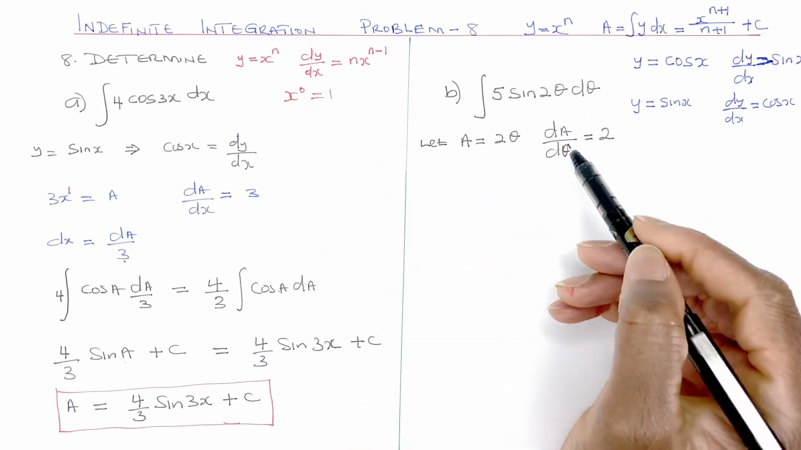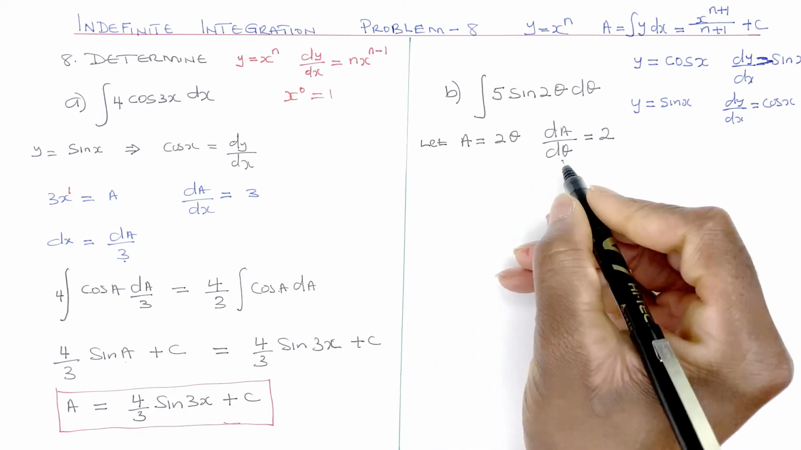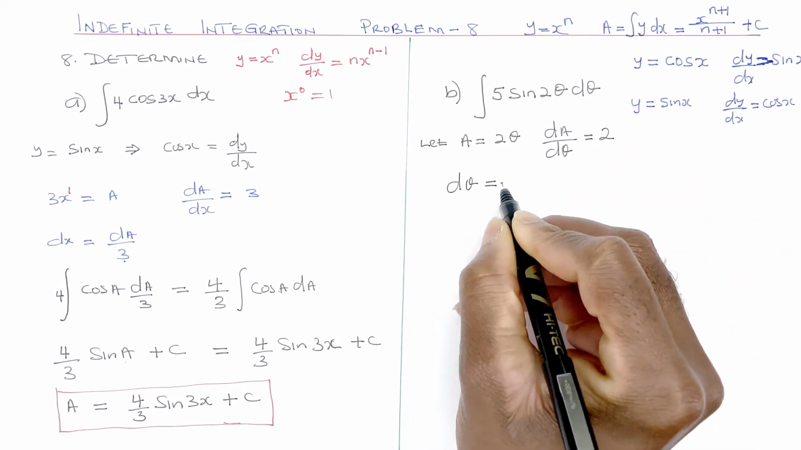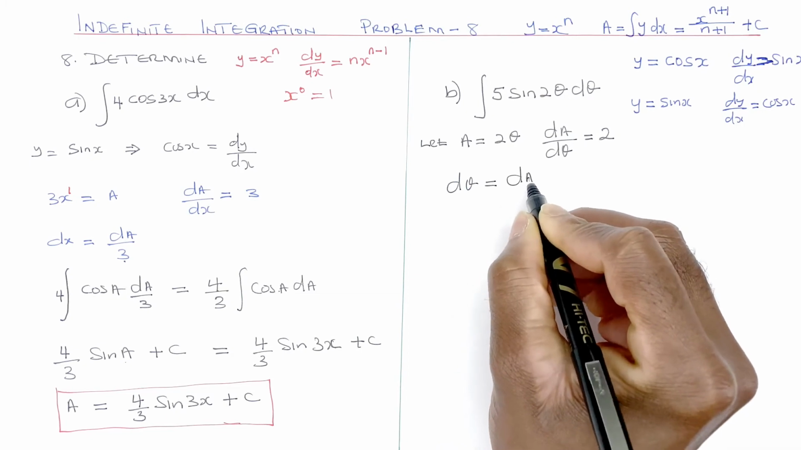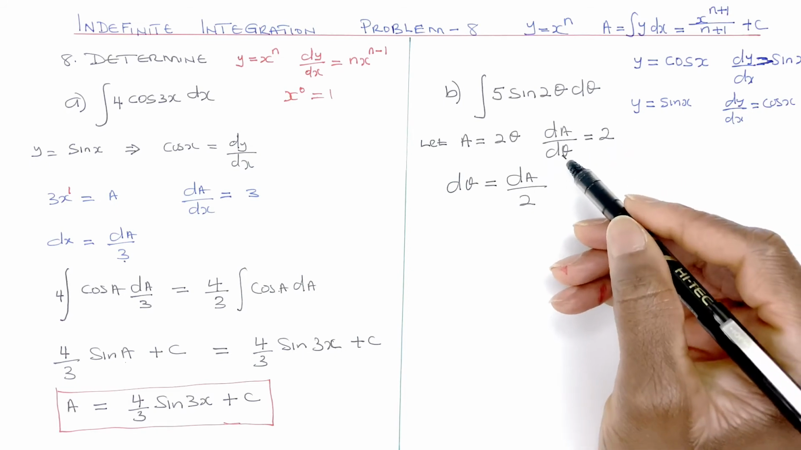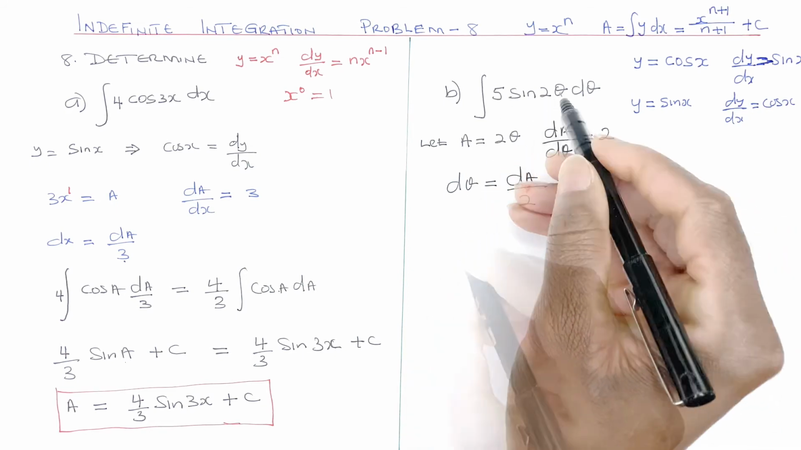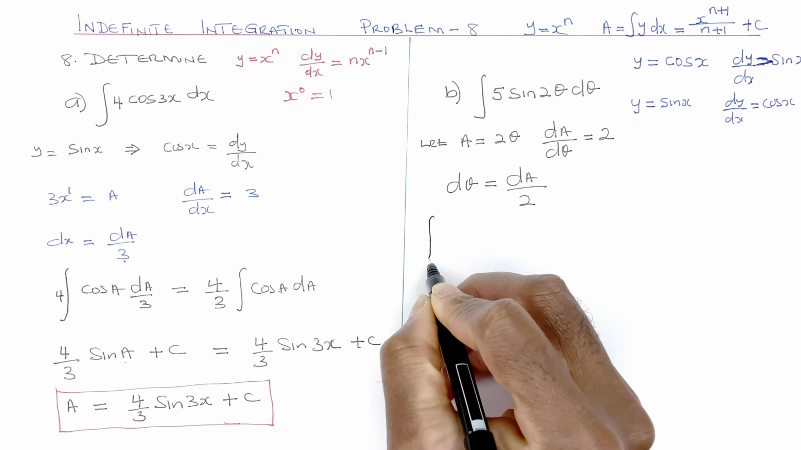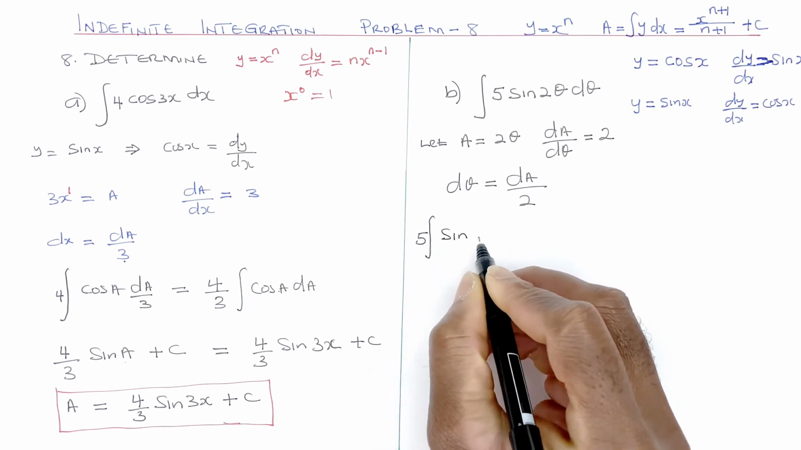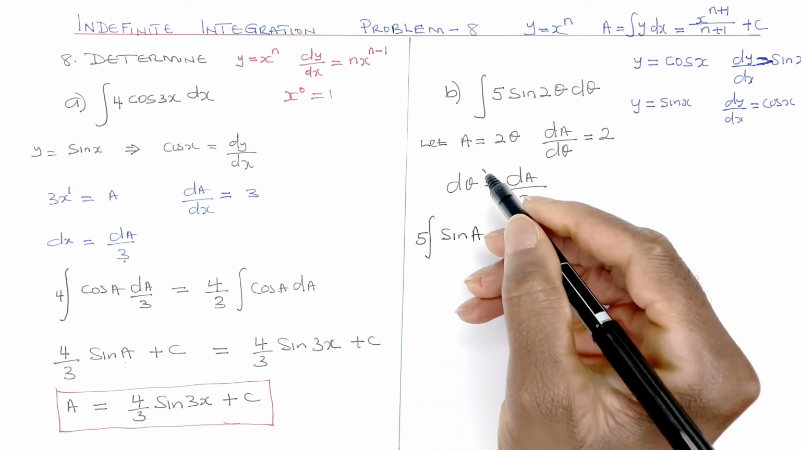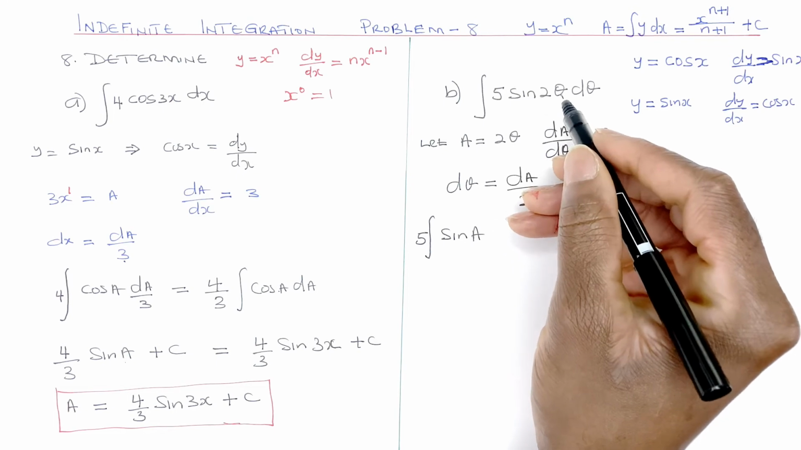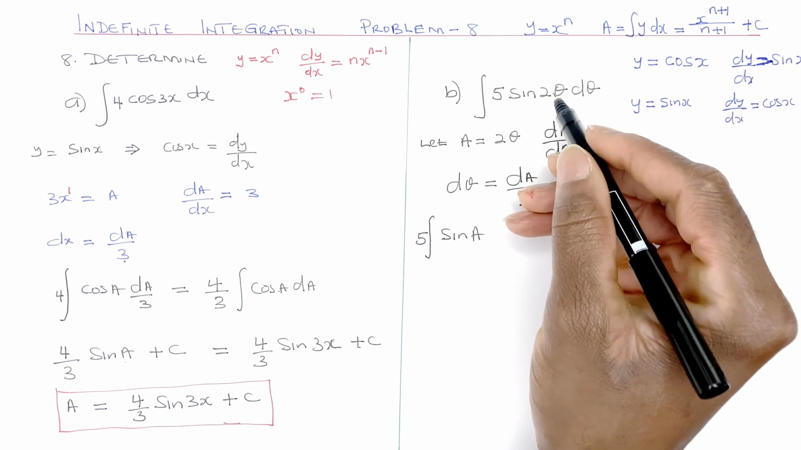Now I want to make d theta the subject so I can replace it. So I need to rearrange this. The d theta will be equal to da over 2. So I just swap that: bring the 2 here, bring the d one there. So now I can rewrite my function here. Integral, 5 is a constant, so I'll put it outside. Sine a. The reason I've done that is because I don't have sine theta, I have sine 2 theta, and that's a function of a function, d theta.